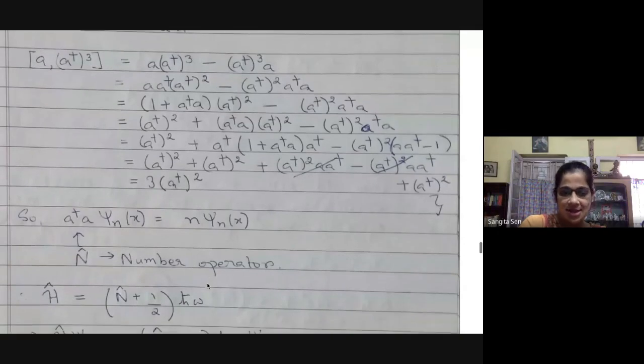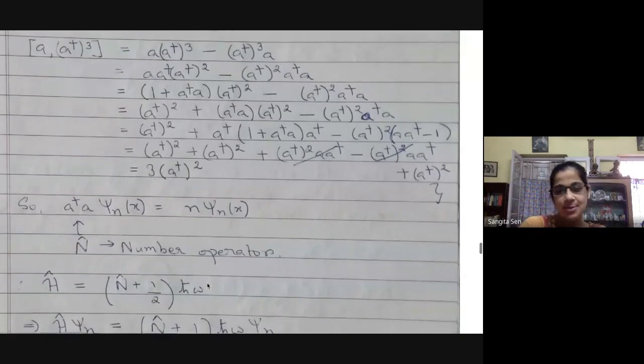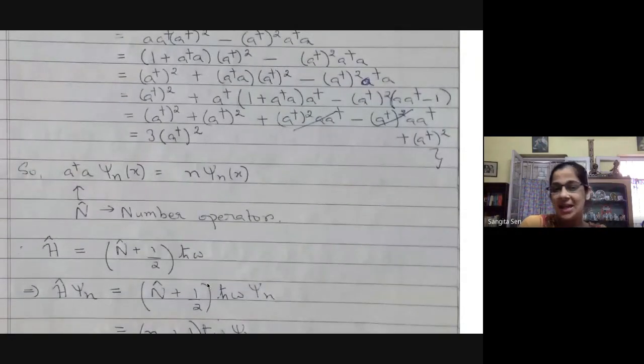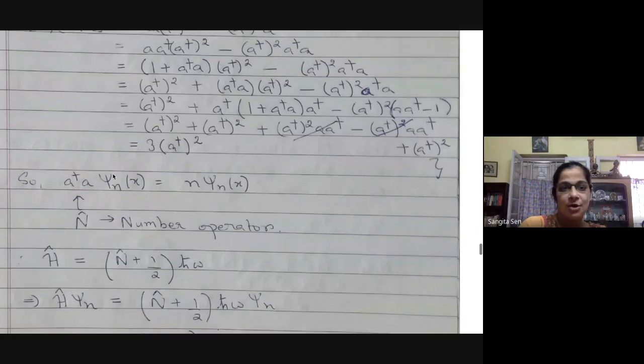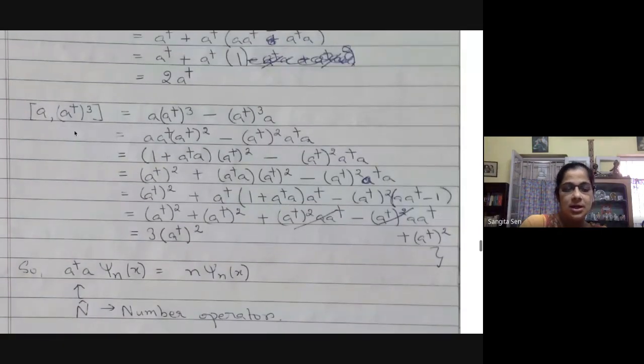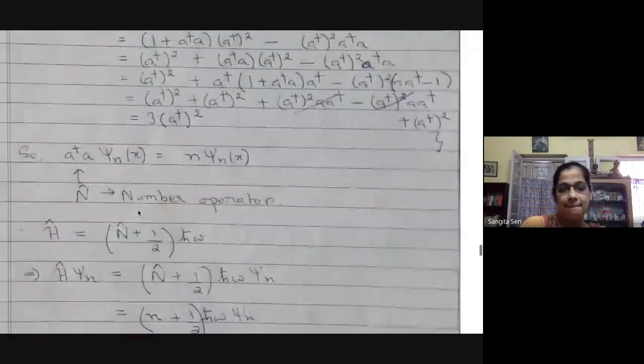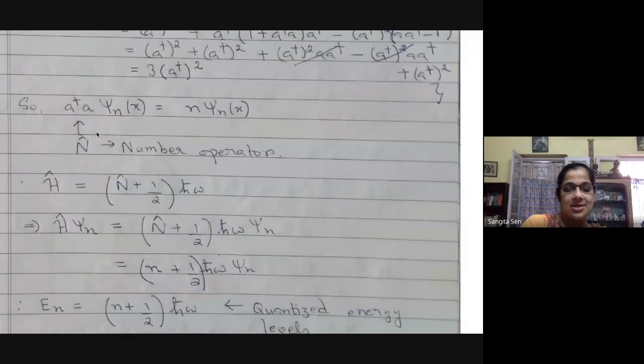And this is just to understand. And if you think about it, this will be the same for any number of A daggers, and you will get n here, which is the number of A daggers that you had started with. Okay. So A dagger A is called a number operator, which tells me the quantum number of the state, so to speak.